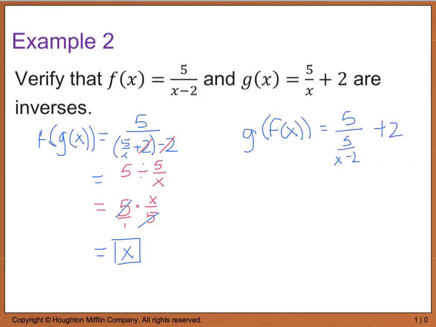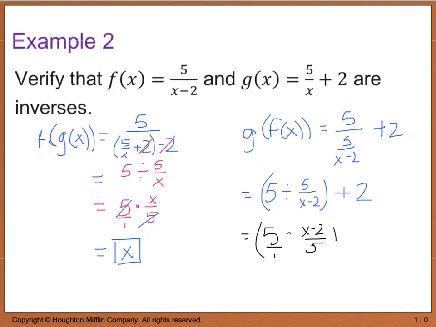plus 2. So to simplify this piece here, I'm going to rewrite that. This is going to give me 5 divided by x minus 2 plus 2. Dividing by a fraction is the same thing as multiplying. So this is really 5 times x minus 2 divided by 5. And then we're still adding 2. Your 5's are going to cancel. You're going to be left with x minus 2 plus 2. Your 2's are going to cancel. So again, we're left with x.